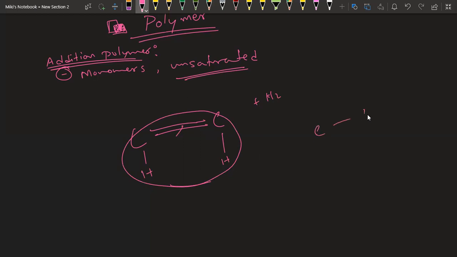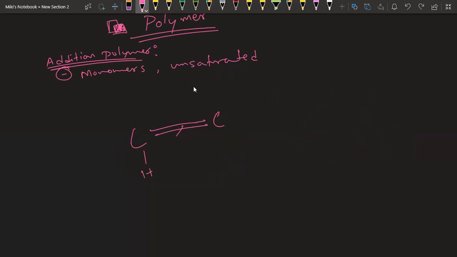However, if this is the case, all the bonds are already formed. Even if we add H2, no more bond will be formed, meaning no more addition. That means this is a saturated molecule. But for addition polymerization, the monomers must be unsaturated. Got it? Now, before coming to that, what are polymers?